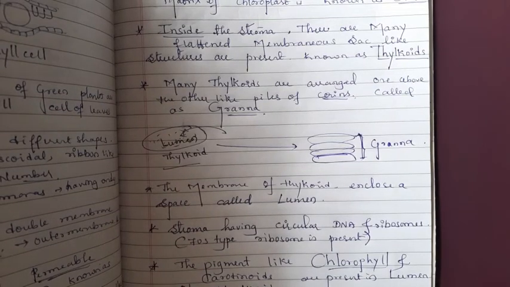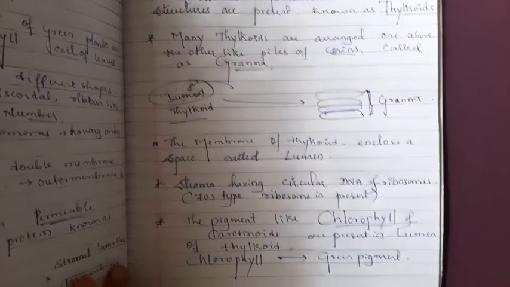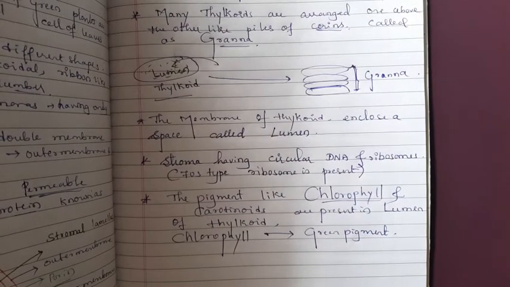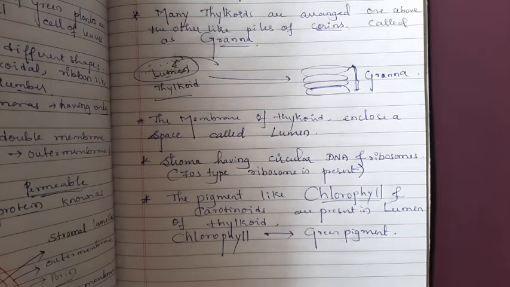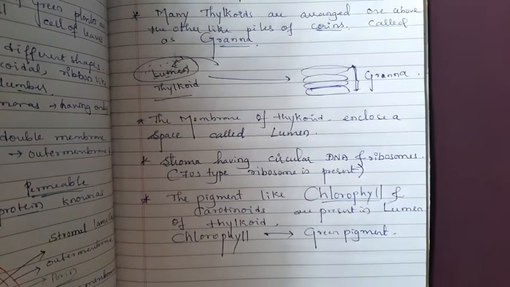Okay, then the membrane of thylakoid encloses a space called as a lumen. That lumen is having the pigments, the principal pigments of chloroplast, that is the chlorophyll pigment and carotenoids, which are very necessary for the green color of the leaf. Then the stroma has circular DNA and ribosomes. The circular DNA is present in mitochondria also. Here in the chloroplast also circular DNA is present, usually it is considered as a plastid.